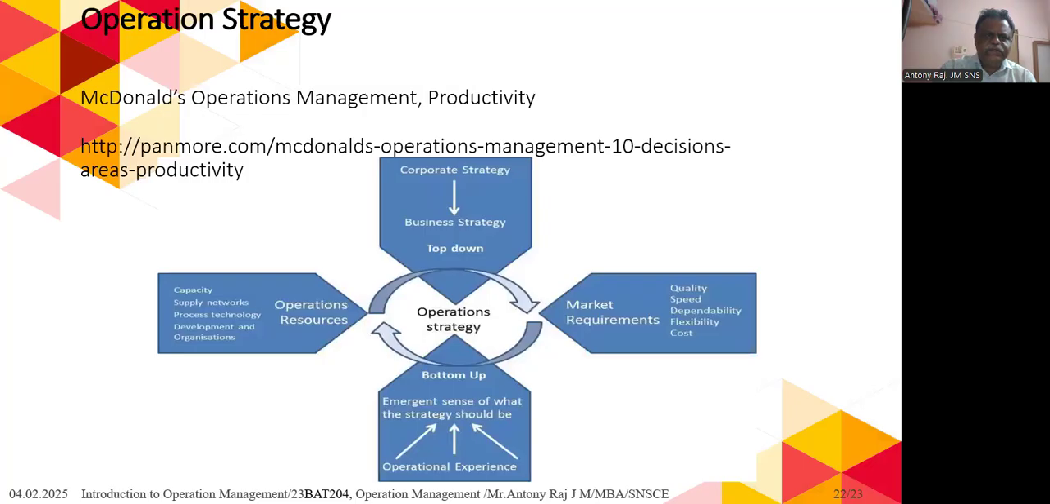And operation strategies. This is an example of the McDonald's operations management strategies.